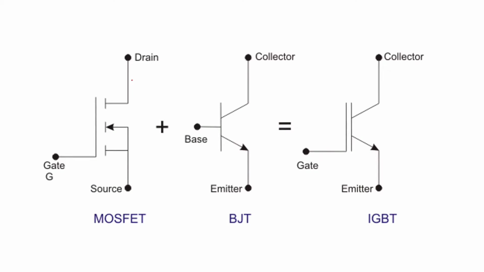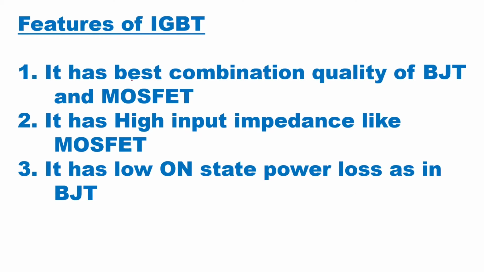Now here if you see, MOSFET plus BJT is equal to IGBT. This is a general combination of what we can show. The best feature of MOSFET and the best feature of BJT, the best advantages of these are combined to get the IGBT. So the three terminals of IGBT are gate, collector, and emitter. Then we'll see the features of IGBT.